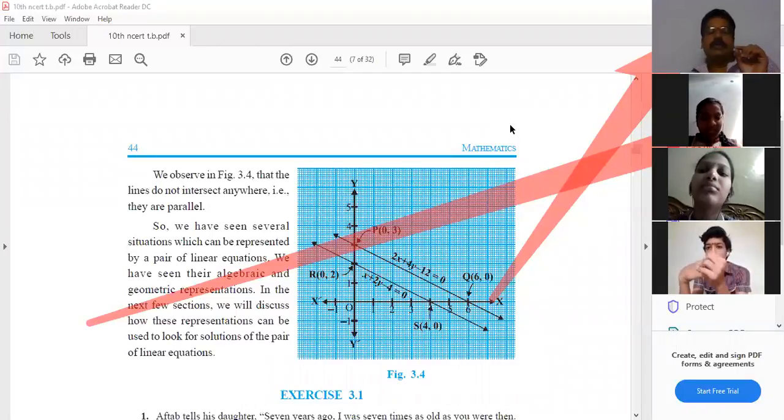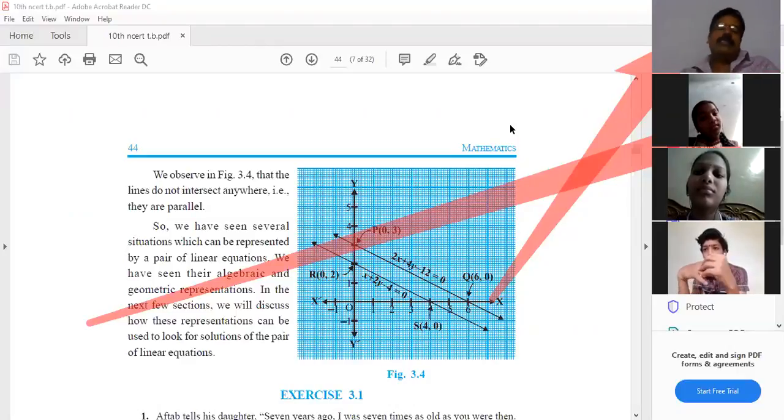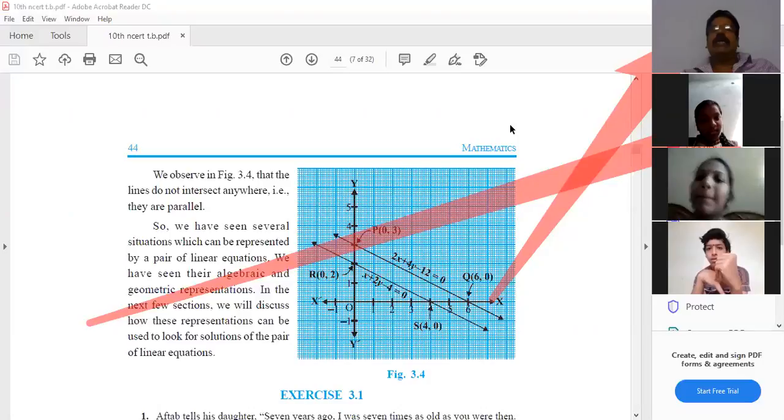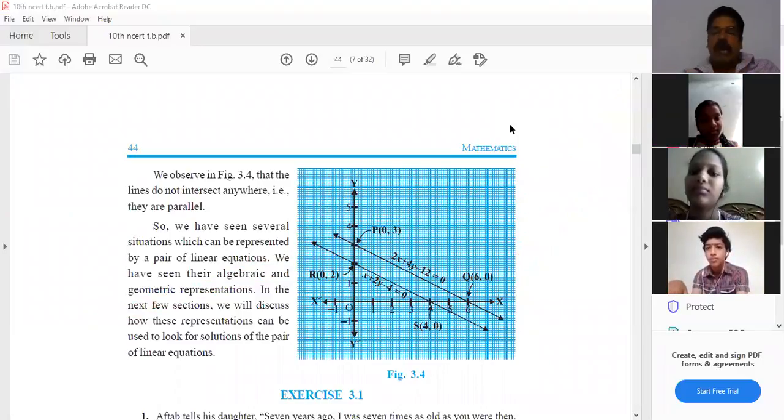And the pair of linear equations, if they are parallel, means they are not intersecting, so no solution. So like that, these are the three possible ways we have if you draw graphically.